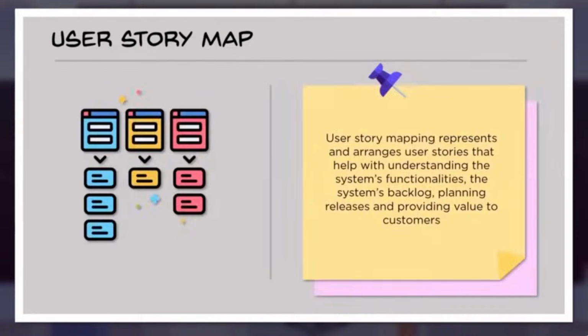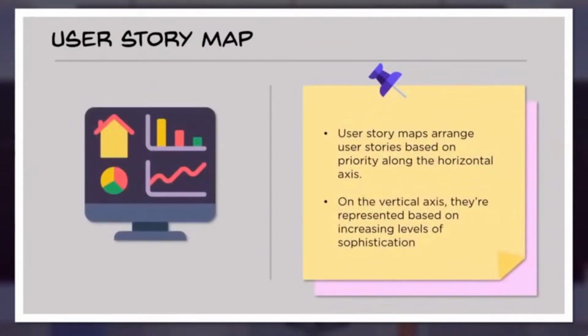So user story mapping represents and arranges user stories that help with understanding the system's functionalities, the system's backlog, planning releases, and providing value to the customers. So typically this involves arranging or organizing user stories based on the priority along the horizontal axis. So when you move horizontally, I will say which user stories are priority, first thing which I need to focus on.